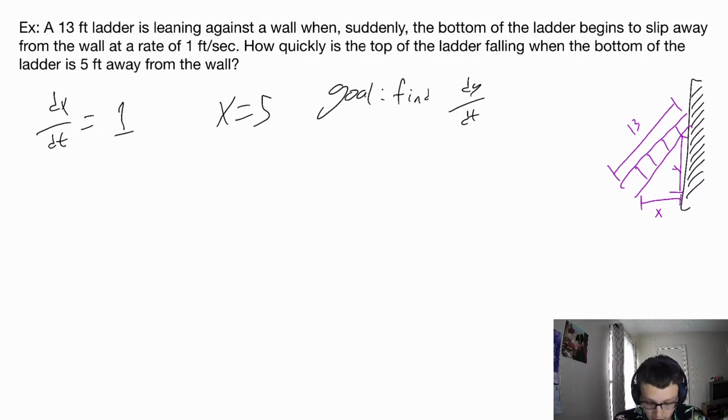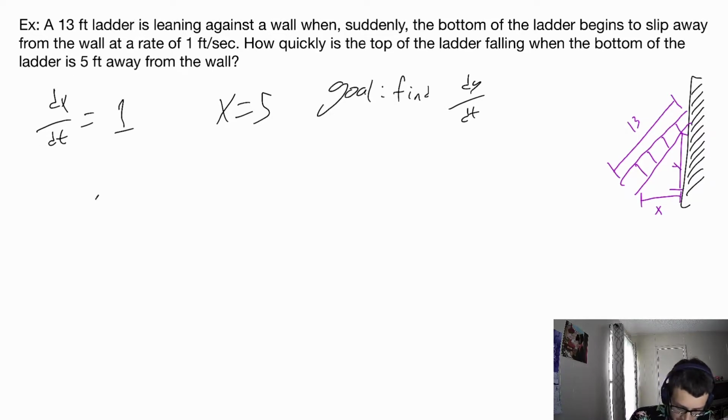So is there an equation that can relate x and y together? And there is. It's the Pythagorean theorem. We know that x squared plus y squared equals 13 squared. That's our equation. And in order to find dy/dt, let's take a derivative of both sides with respect to t.